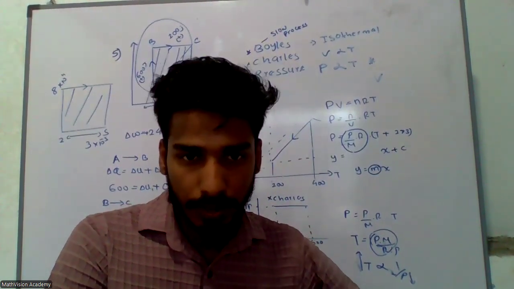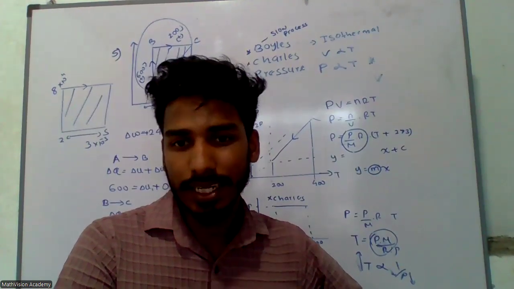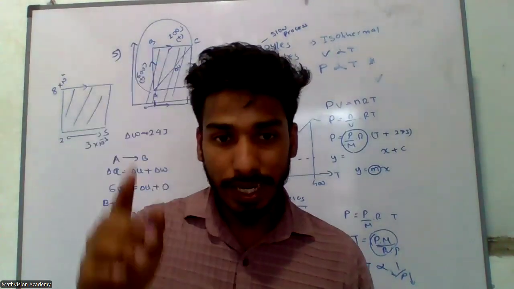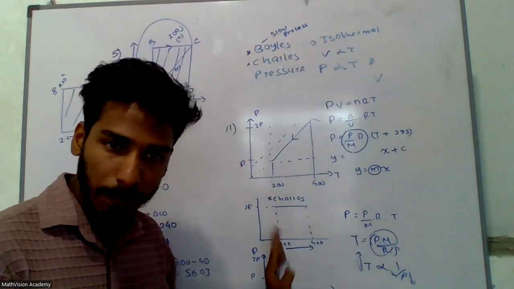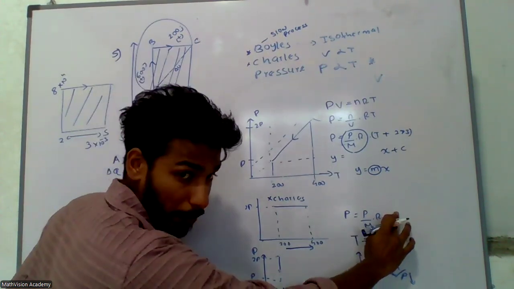And statement C, at curve C, the density of the gas decreases. Let's look at that. It is a constant temperature process. You can see it's a straight line. Constant temperature. So the same equation, the temperature is a constant.